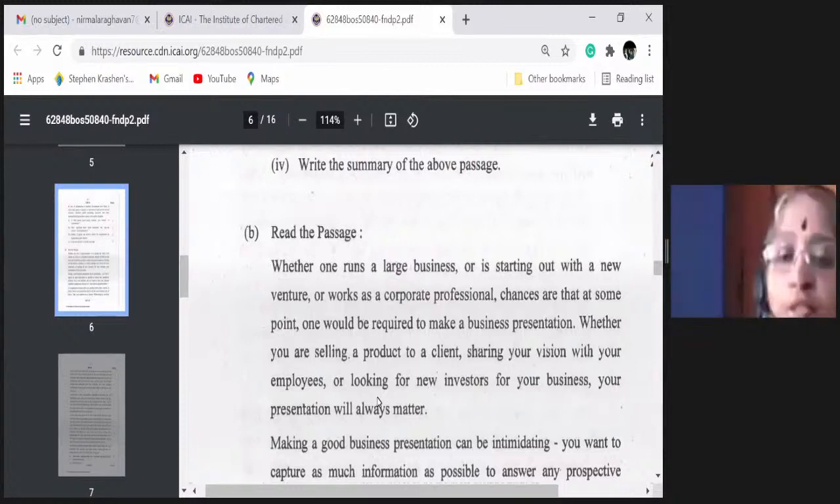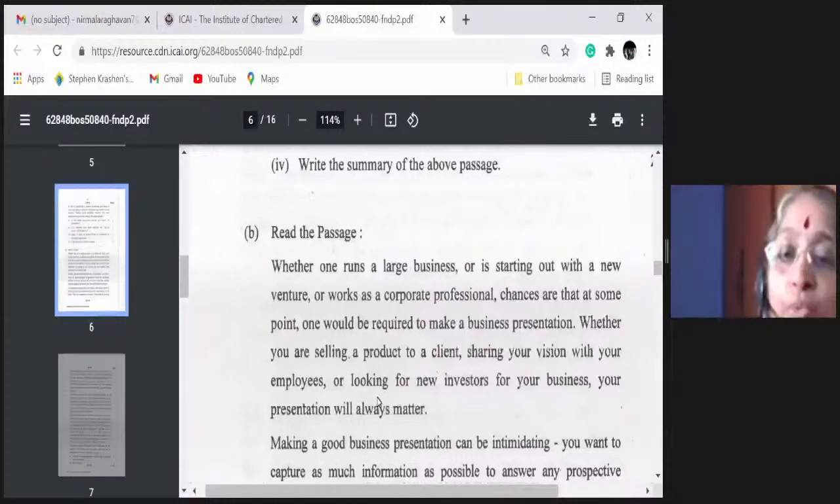Whether one runs a large business or is starting out with a new venture or works as a corporate professional, chances are that at some point, one would be required to make a business presentation. Whether you are selling a product to a client, sharing your vision with your employees, or looking for new investors for your business, your presentation will always matter.